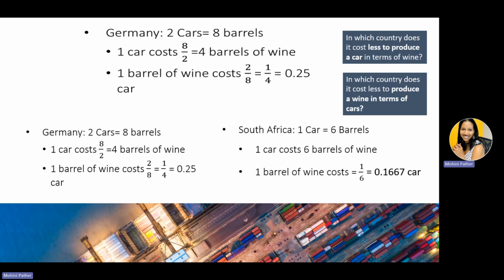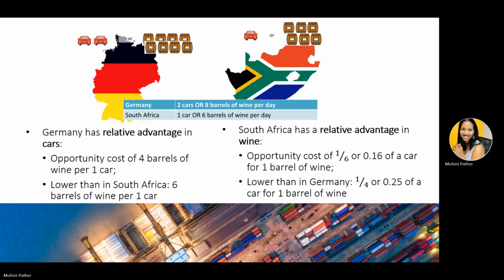What you can see here is that on the South African side, we also have to count what that 1 car costs in barrels of wine, and we want to know what 1 barrel of wine costs in terms of cars. Those are the 2 questions you're going to be asking yourself whenever you get given a relative advantage question. What you're going to end up having is something that looks a little bit like a table. Let me just actually show you that.